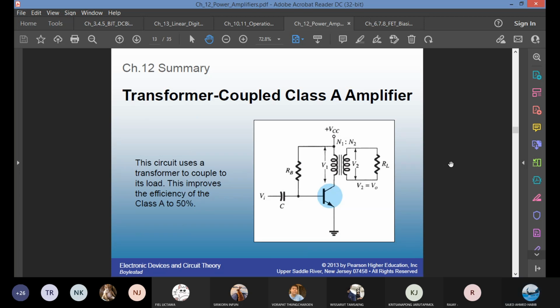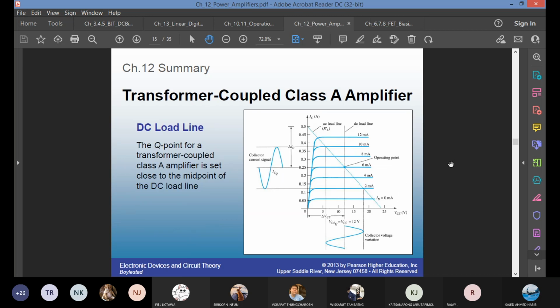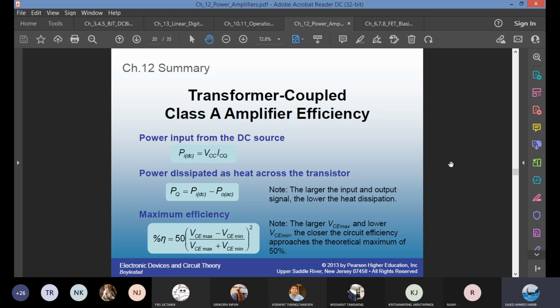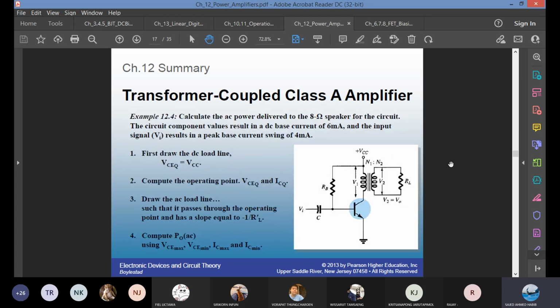You can improve the efficiency of class A using transformer coupling. We did example 12.4 in the textbook, which is the most important one. For this type of case, it will show you different steps of problem solving. So you can jump the efficiency from 25% to about 50% for class A. And we had some equations for class A transformer coupled. As you can see, different equations for series fed and transformer coupling.